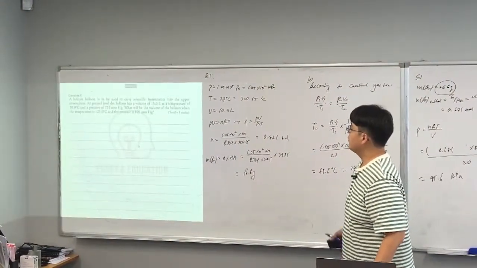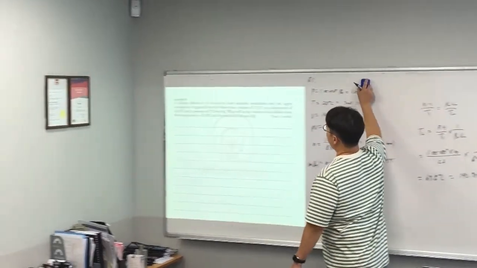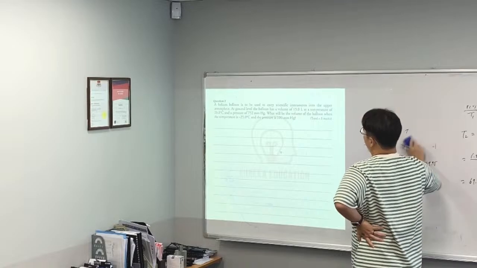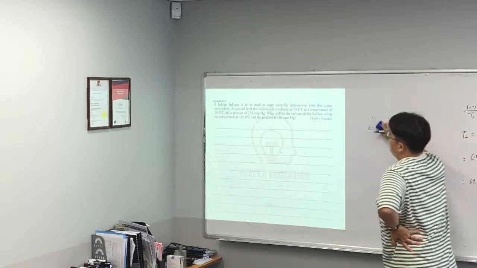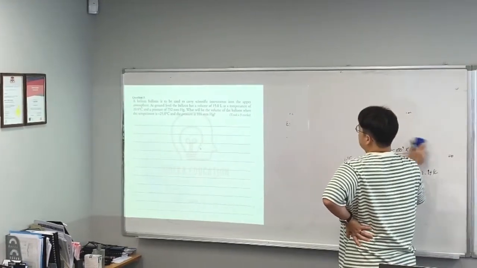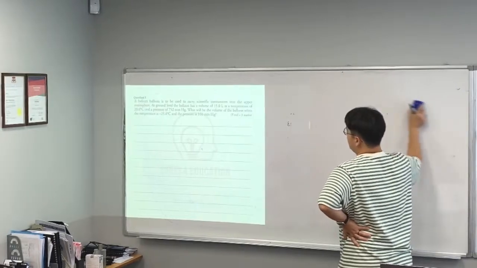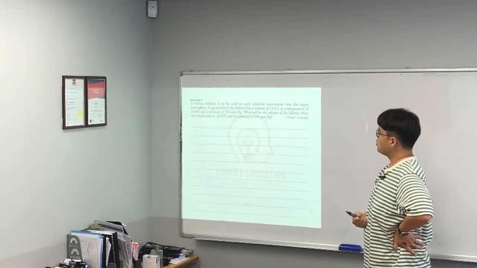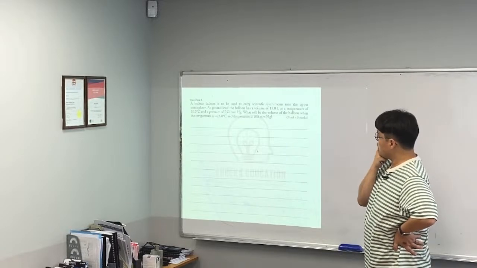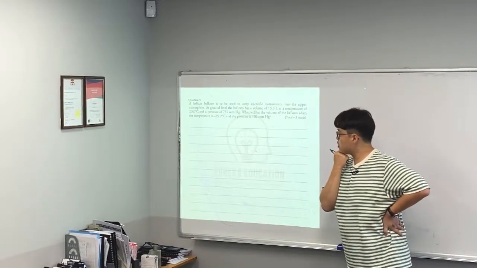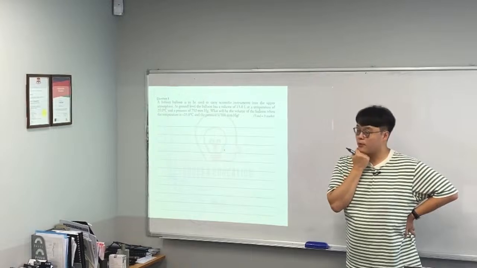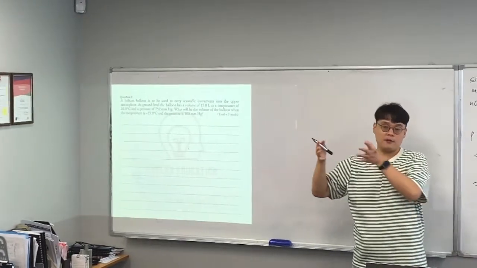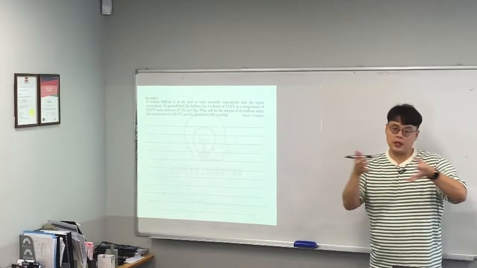3. A helium balloon is to be used to carry scientific instruments into the upper atmosphere. At the ground level, the balloon has a volume of 15 liters at a temperature of 20 degrees Celsius and a pressure of 752 millimeters of mercury. What will be the volume of the balloon when the temperature is minus 25 degrees Celsius and the pressure is 100 millimeters of mercury?